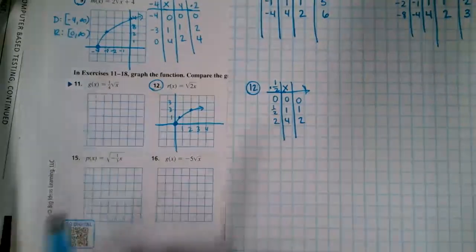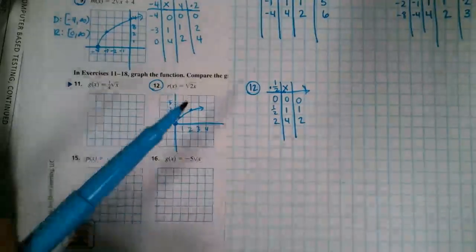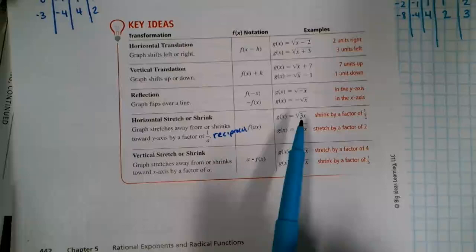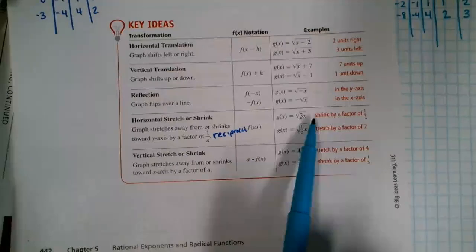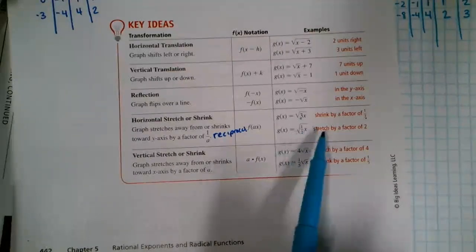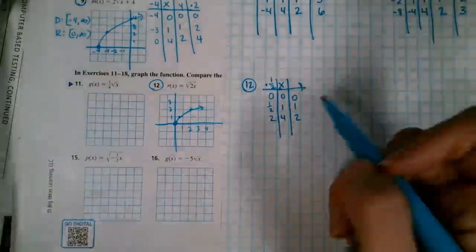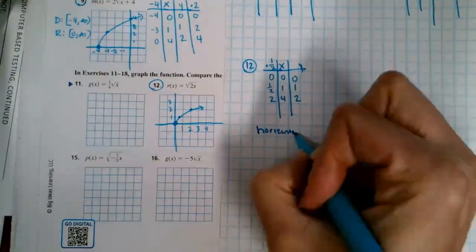So, remember, you guys have your chart on one of those pages so that you can look at examples. It's on page 442. You can see here, right, the horizontal, if it's inside here and it's bigger than 1, it's a shrink. If it's inside here and it's between 0 and 1, it's a stretch. Okay, so these are our points. That's what we plotted. And it says compare the graph. So the compare part means exactly what I said, that it's a horizontal shrink.